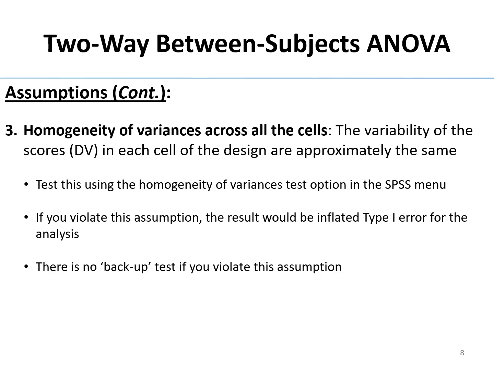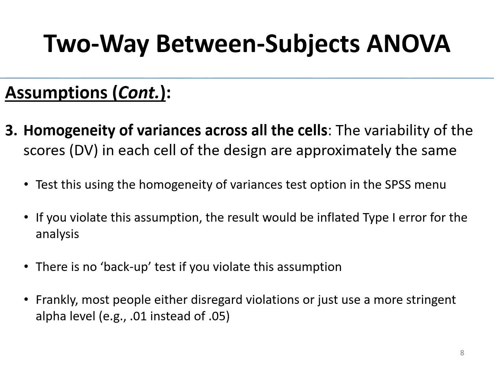So turns out there is no backup test. There's no weed whacker test, if you remember from last semester. So what do you do? You just give up? No. Honestly, what most people do is they probably don't even test the assumption, which is wrong. But what you can do, and I would say that's a good idea, is just use a more stringent alpha level. So instead of 0.05, just use 0.01. It makes it harder for you to reject the null, which in its own way reduces your type 1 error rate.